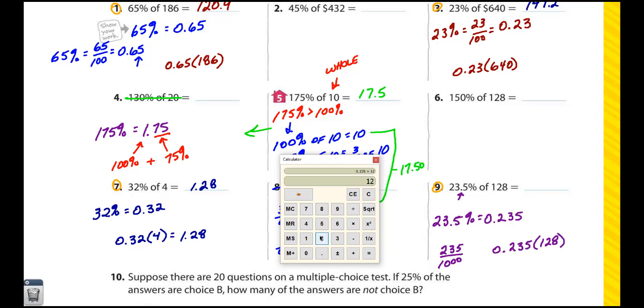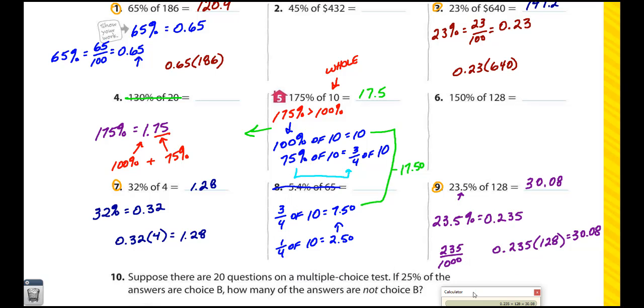Multiply it by 128, and we're going to get 30.08. So 23.5% of 128 is 30.08. So replay whatever of this you need to and get your notes down and then start the video up again and we'll move on to the next page.